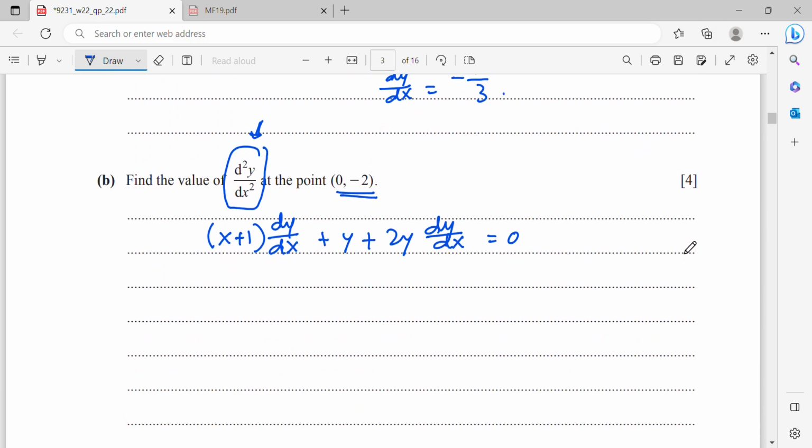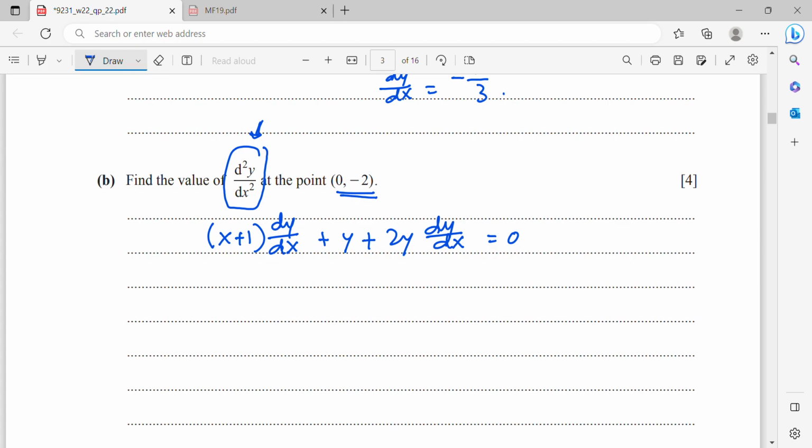Now, when you need to get the second derivative, the concept is the same as the first derivative. And now you are doing implicit differentiation, because I am not getting dy/dx as a subject, so I will call this implicit differentiation. Since the first term consists of a product of two terms, the first is x plus 1, the second is dy/dx, again I'm going to apply the product rule, and I will be differentiating the whole equation with respect to x.